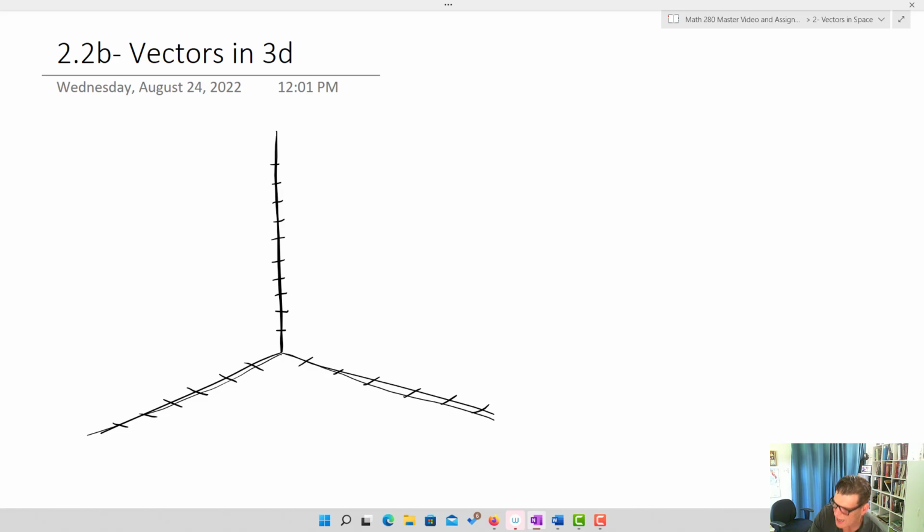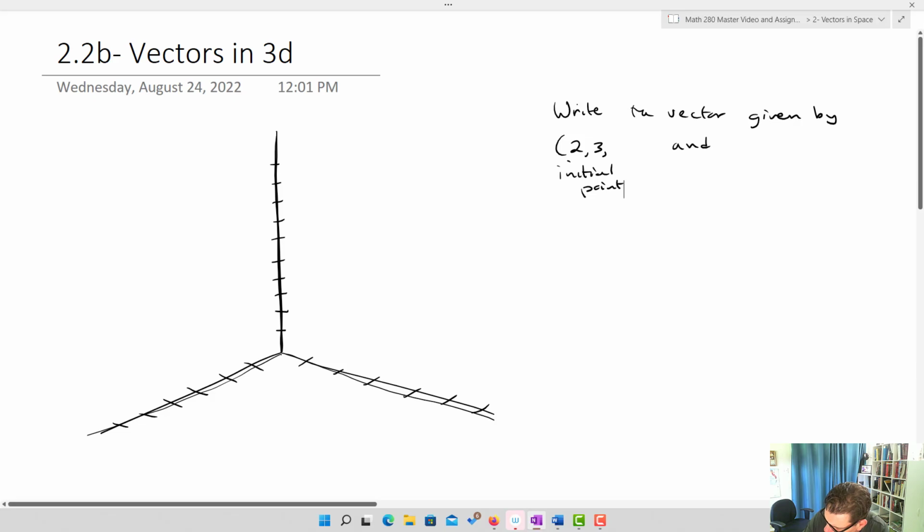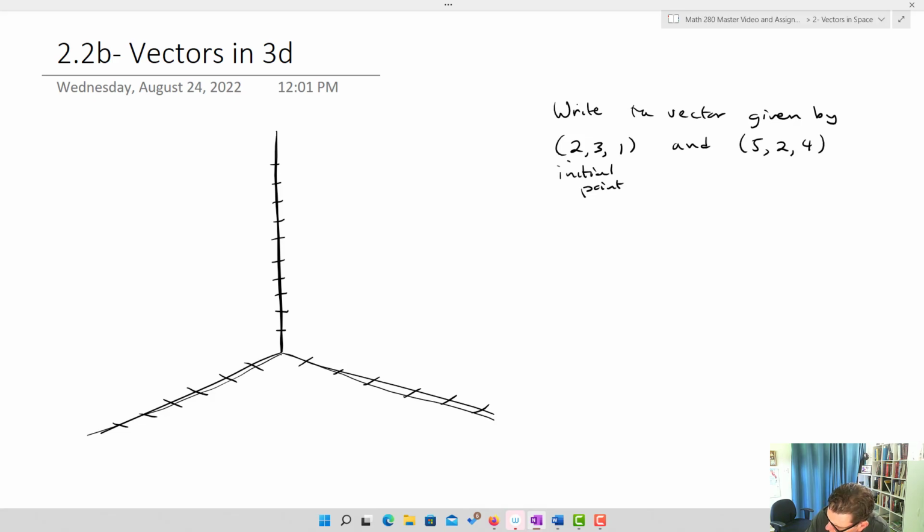And so let's say, for example, I'm going to write the vector given by 2, 3, negative 1, and so that's my initial point. Not 2, 3, negative 1, but 2, 3, 1, excuse me. And 5, 2, 4, and that'll be my terminal point.